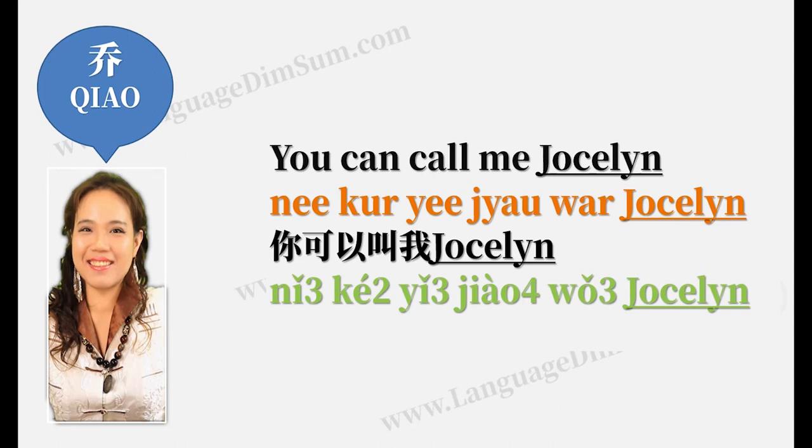你可以叫我 Jocelyn. 你, you, 可以, can, call me, 叫我, Jocelyn. You can replace the underlined name with your name. Let's try it. 你可以叫我, your name. 你可以叫我 Jocelyn. You can call me Jocelyn.